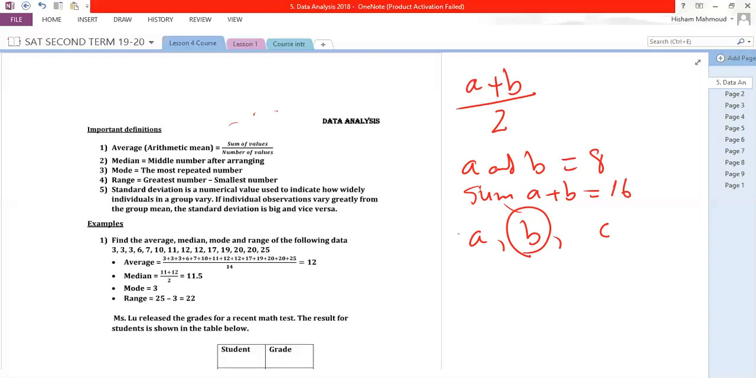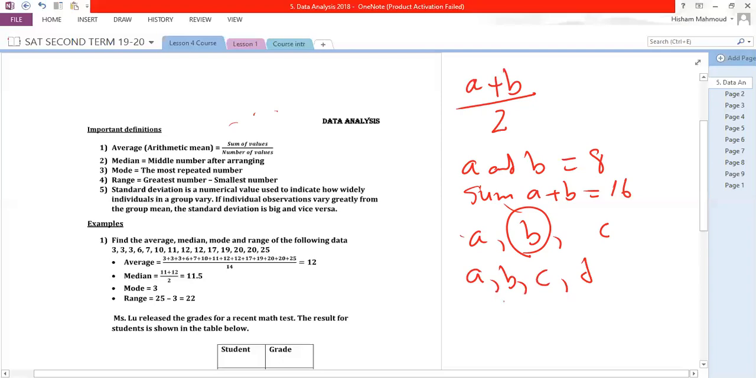But what if they are four values? For example, A, B, C, and D, and I want to find the median. The median here will be the value of B and C, so I add them and divide by 2. So if I have an even number of values, it's the two values in the middle added and divided by 2.